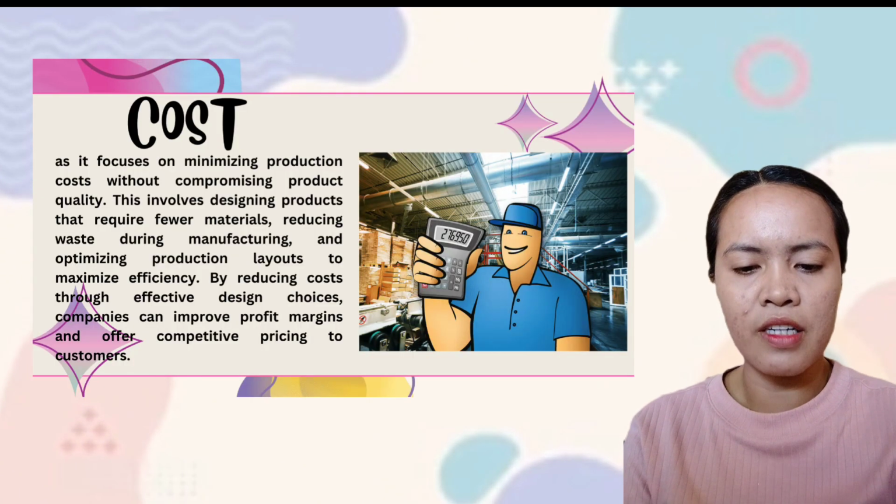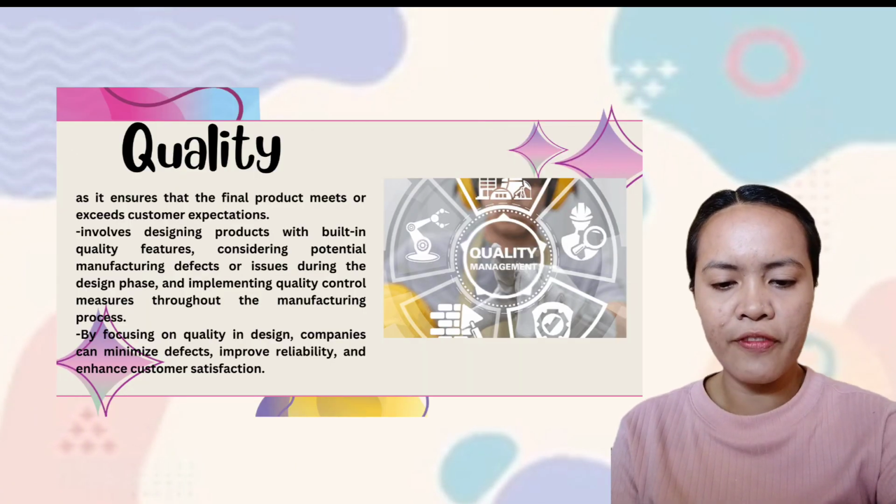3. Cost. It focuses on minimizing production costs without compromising product quality. This involves designing products that require fewer materials, reducing waste during manufacturing, and optimizing production layouts to maximize efficiency. 4. Quality. It ensures that the final product meets or exceeds customer expectations. It involves designing products with built-in quality features, considering potential manufacturing defects or issues during the design phase, and implementing quality control measures throughout the manufacturing processes.